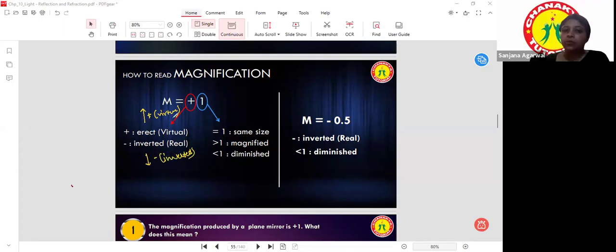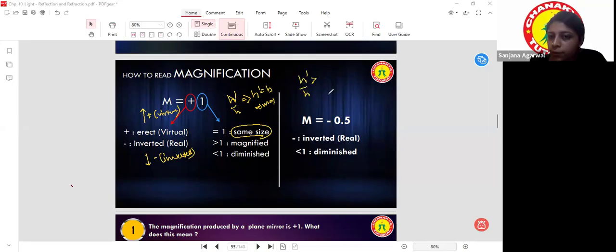And we already know that virtual image is always erect and inverted image is always real. Now the numeric value can be equal to 1, h dash by h. If h dash equals h, then only magnification will be 1. That means the image and object are of same size. Now, if you are getting the value greater than 1, that means height of image would be greater than h, means if numerator of any fraction is greater than denominator, then only we can get the value greater than 1.